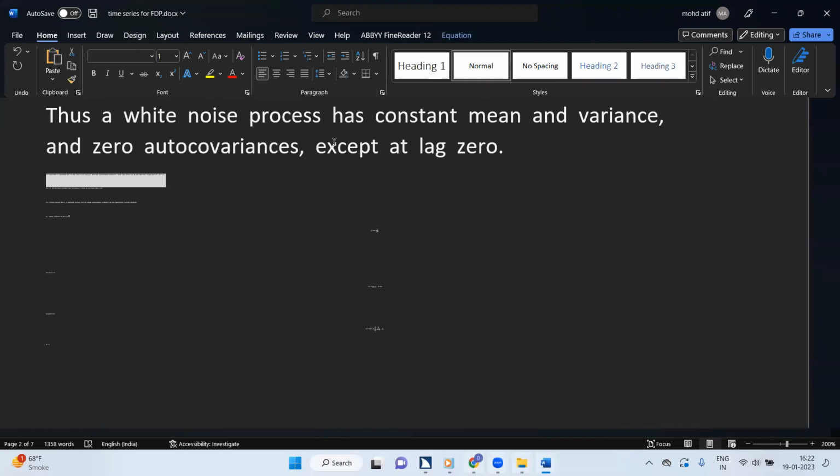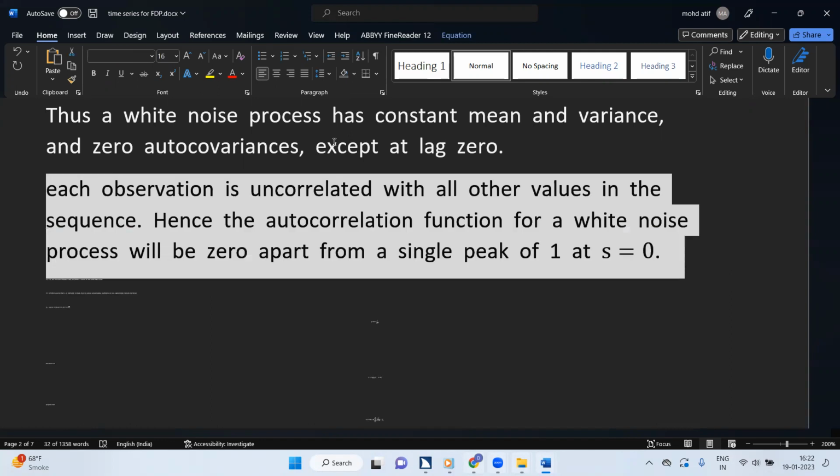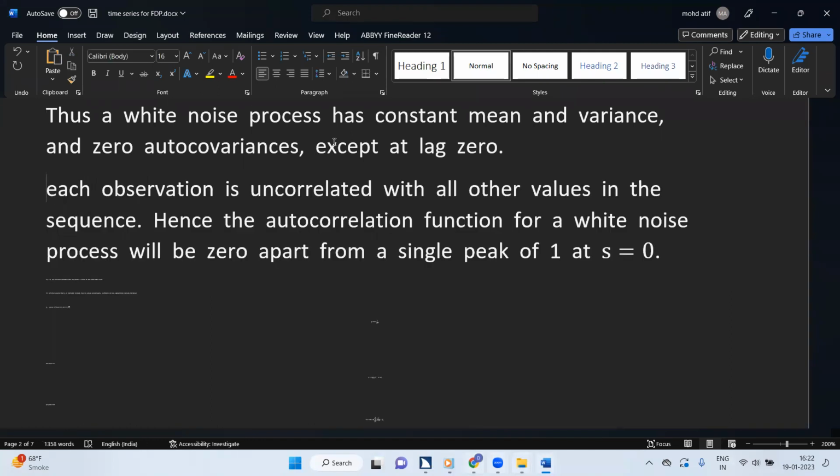So, mind this. In a white noise process, all the observations are uncorrelated. So if you make a correlogram, you will find only 1 at lag 0, then all other autocorrelations would be virtually 0.